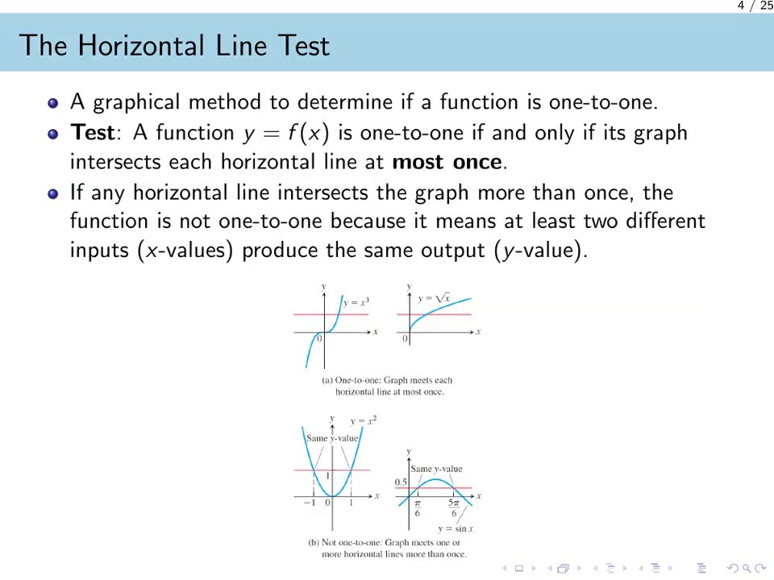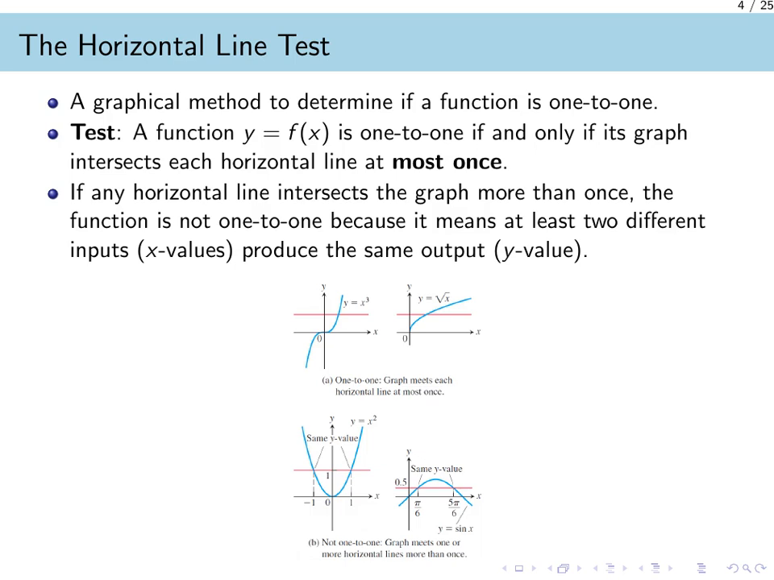The horizontal line test gives us a quick, graphical way to determine if a function is one-to-one, a crucial property for a function to have an inverse. The test itself is very direct. A function is considered one-to-one if and only if every possible horizontal line intersects its graph at most one time. If you can find even a single horizontal line that crosses the graph in more than one place, the function is not one-to-one.